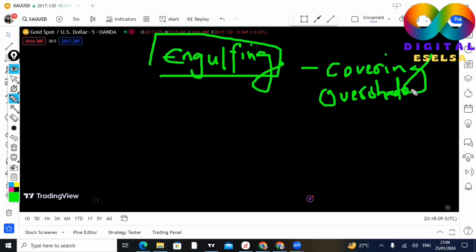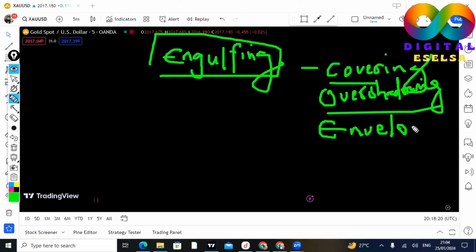There are two things. One is small and the other one is engulfing it. One is overshadowing, one is covering. Yes, the word is enveloping. One is enveloping the other. These are some of the things that should come to your mind when you hear the word engulfing.